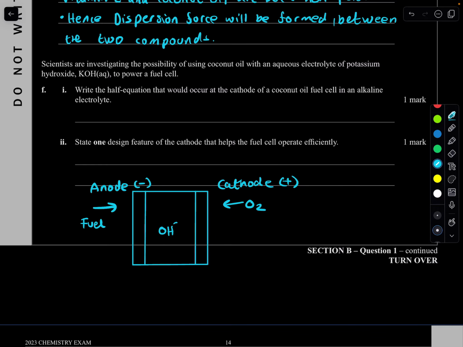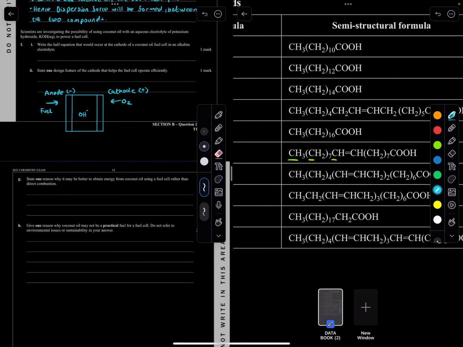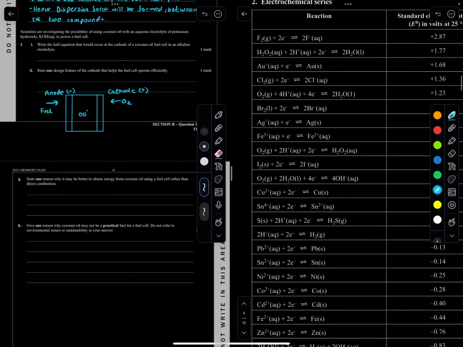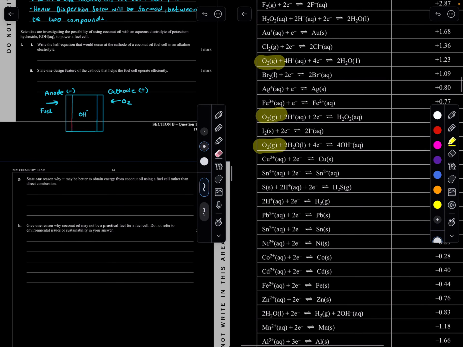So if you want to write the half equation that would occur at the cathode of the coconut oil fuel cell in an alkaline electrolyte, we want to see oxygen reacting with OH- in an alkaline environment. This is very easy because it's actually in your data book. Let's look at our data book. Where does oxygen react? We've got oxygen here, here, here, and that is it.